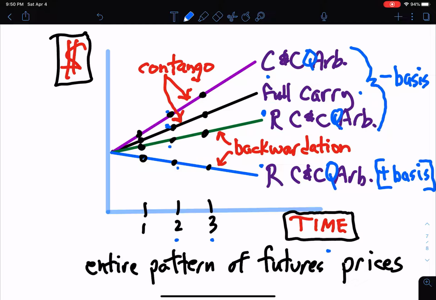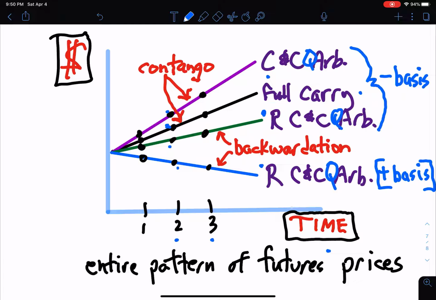Now, let's look at a little more depth into some of these things. Not really depth, but more just naming. The full carry line and the cash and carry quasi-arbitrage line, the black and the purple lines, represent what are called contango markets. Contango markets. Positive slope, and the basis is negative for these 2.